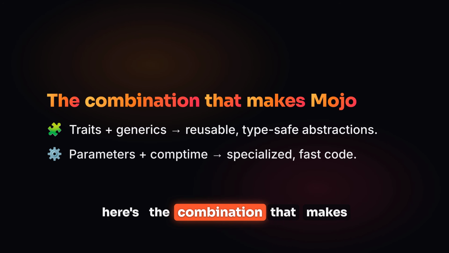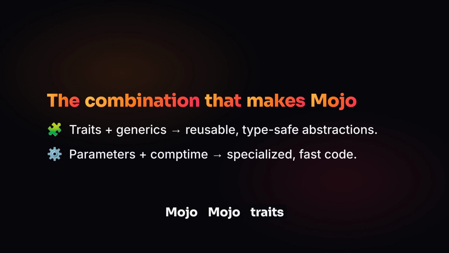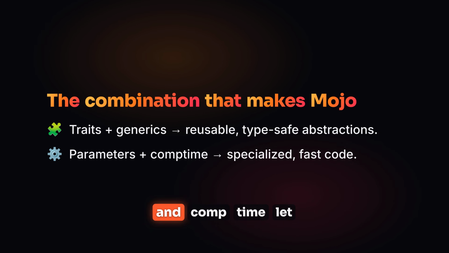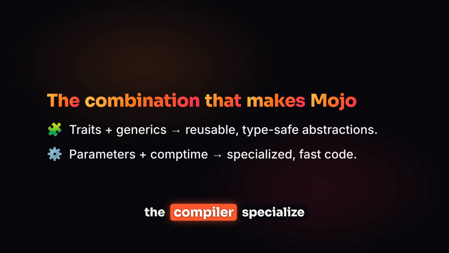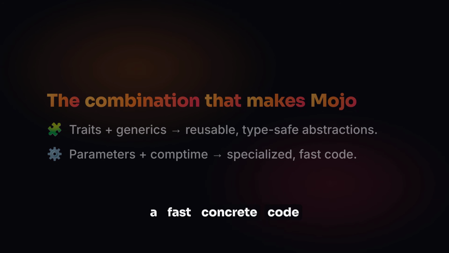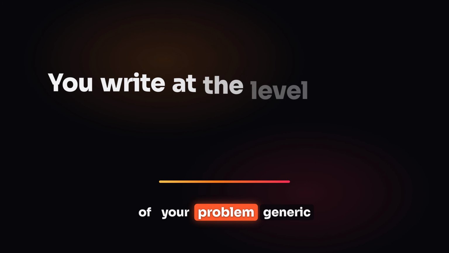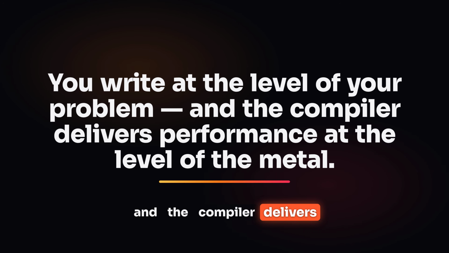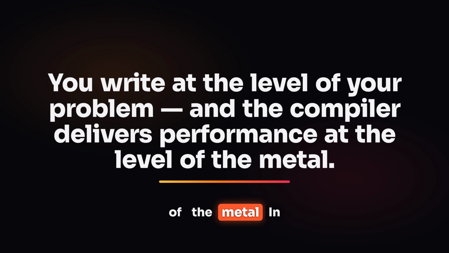So here's the combination that makes Mojo Mojo. Traits and generics let you write reusable, type-safe abstractions. Parameters and comptime let the compiler specialize those abstractions into fast, concrete code. You get to write at the level of your problem, generic, expressive, and reusable, and the compiler delivers the performance at the level of the metal.